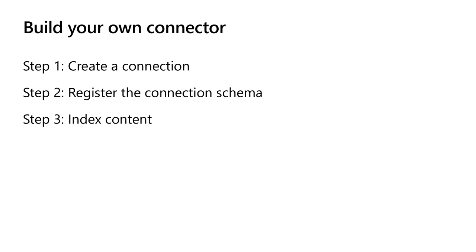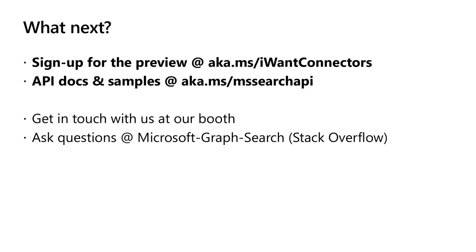So just to recap, we saw how easy it was to build a connector. The first step was to create a connection, which is a container for adding all the items into your index. Then you register the search schema, and finally, you go about indexing the content.